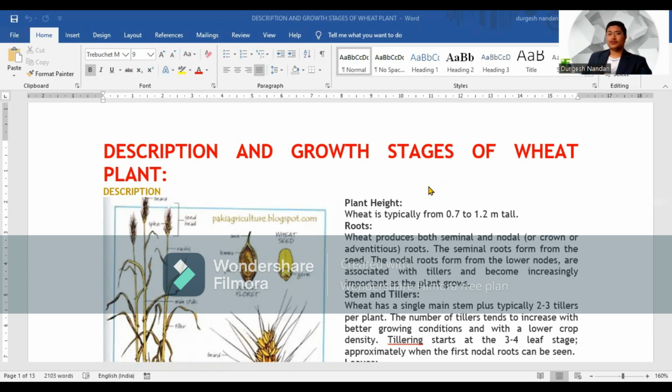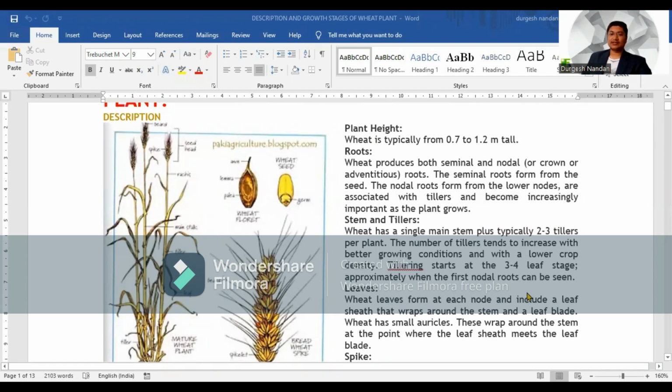Roots: wheat produces both seminal and nodal, meaning crown or adventitious, roots. The seminal roots form from the seed. The nodal roots form from the lower nodes, are associated with tillers, and become increasingly important as the plant grows. Stem and tillers: wheat has a single main stem plus typically 2 or 3 tillers per plant. The number of tillers tends to increase with better growing conditions and lower crop density. Tillering starts at the 3-4 leaf stage, approximately when the first nodal roots can be seen.